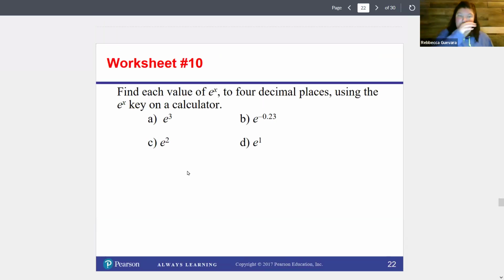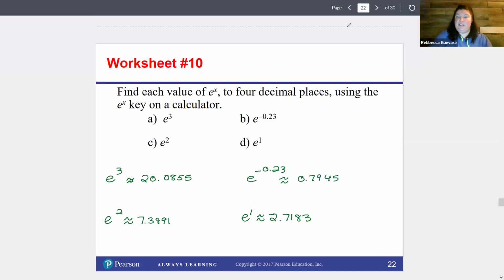So just quickly with your worksheet, put in your calculator, see if you have an e button. You should have one somewhere, and do each of these different powers just to see what answers you get. So you're going to be rounding this to the 4th decimal place. Ideally, if you're getting this to work with your calculator, you should have e to the 3 is 20.0855 approximately. So remember, these are all approximations.